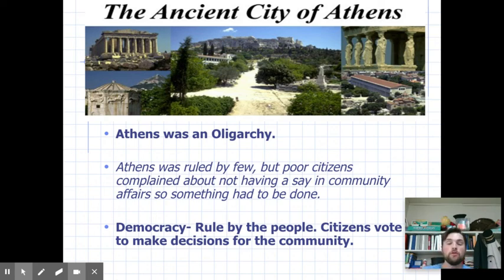Now, a pure democracy is where every decision is voted on. Not like here in the United States. We are a constitutional republic. So it's not just majority vote on everything. We don't have that.